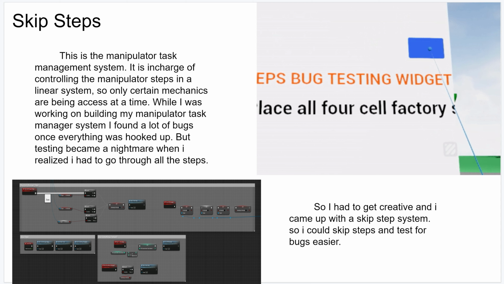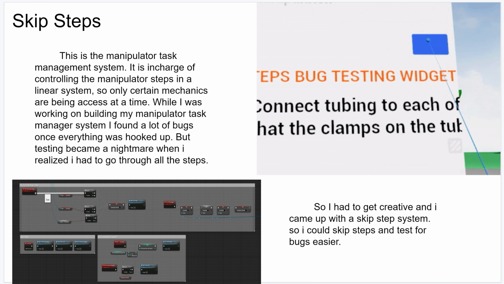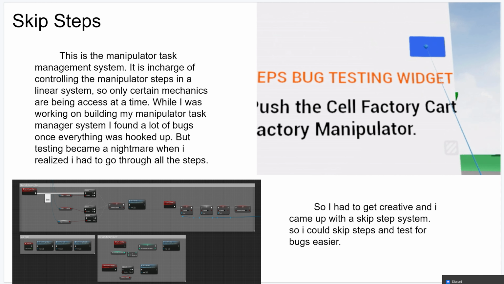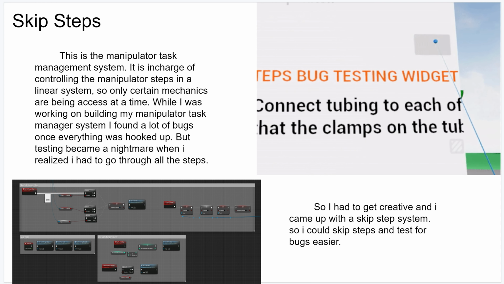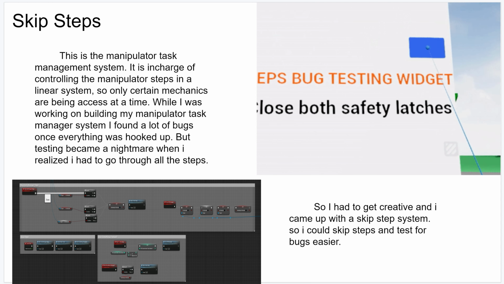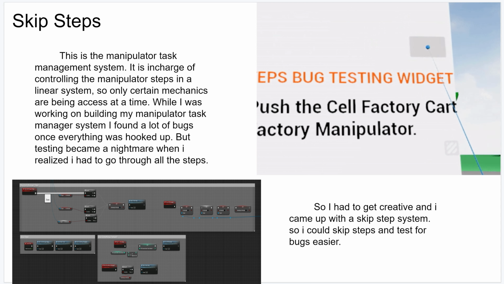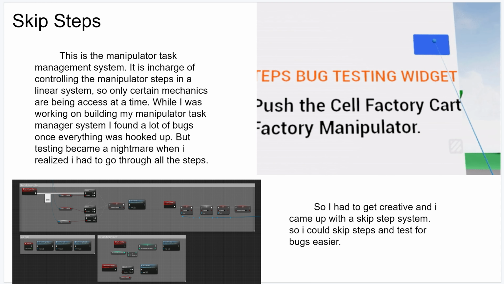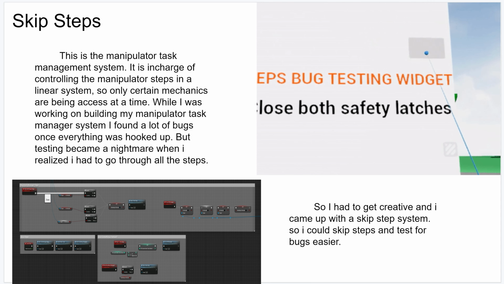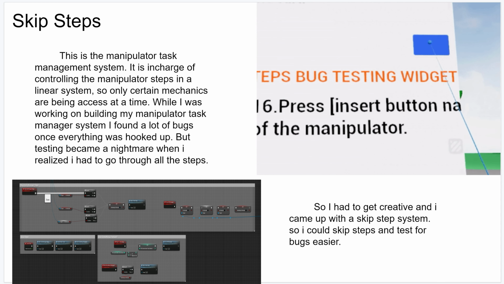I then realized when I was testing for bugs on the manipulator that it would take a long time because I would have to actually go through each step in the simulation to get to the step that I needed to test, and that would take forever because we have over 52 steps. So I created a system that allowed me to skip a step when I push this button on this widget.